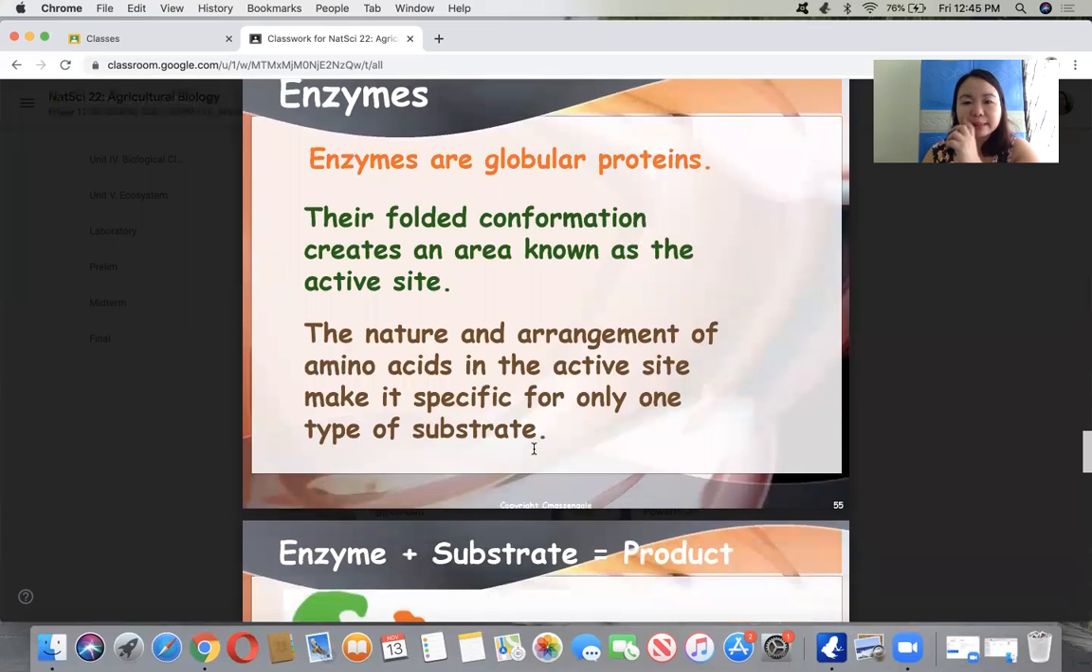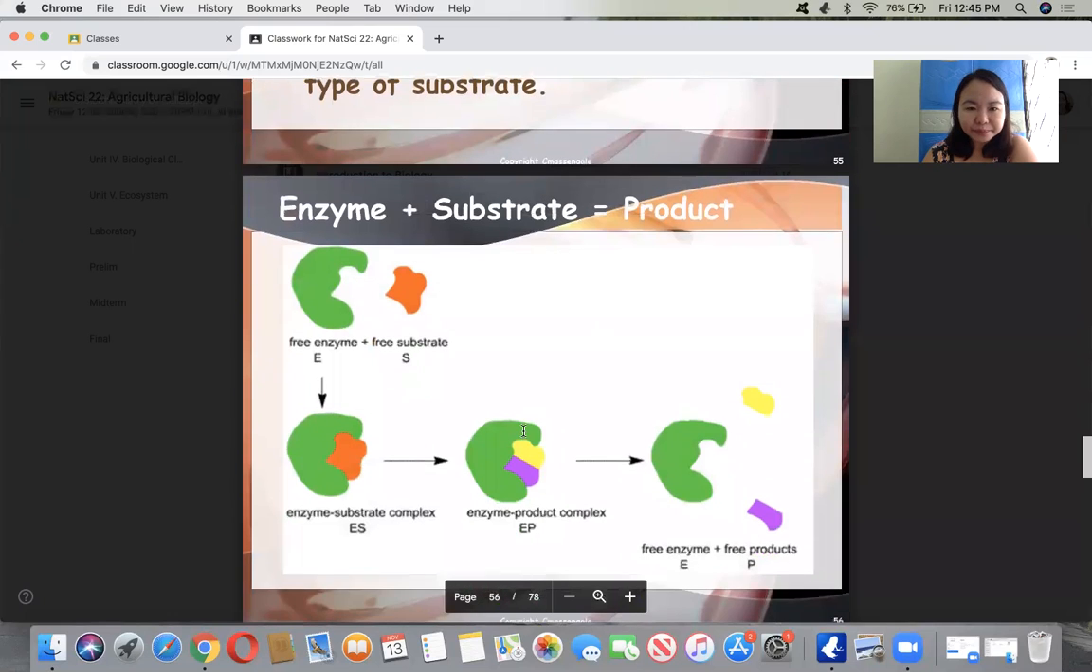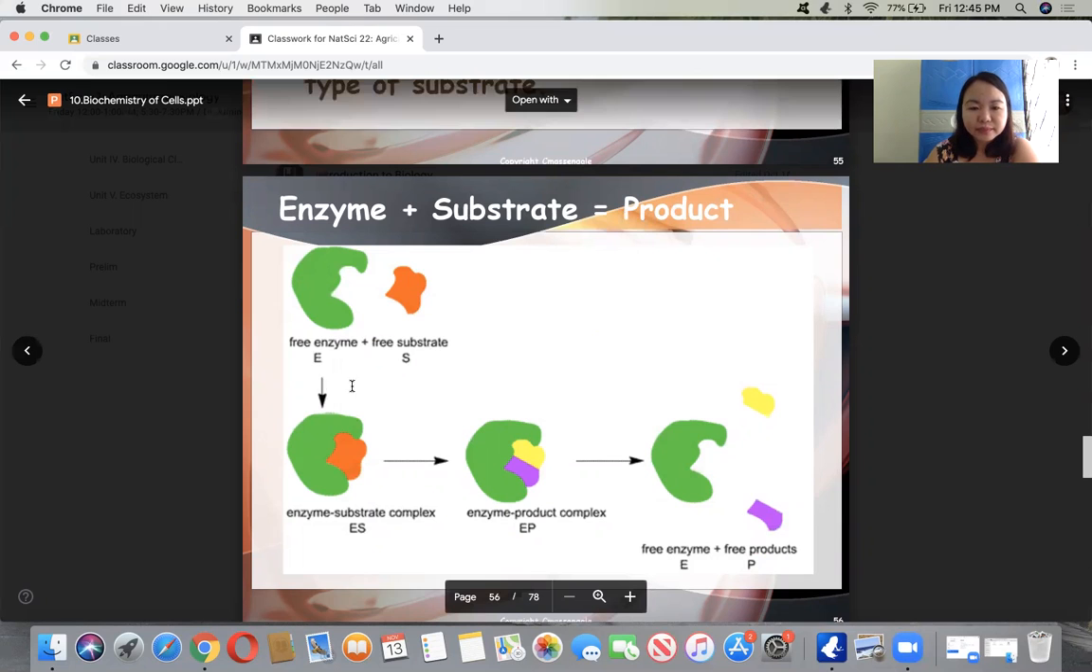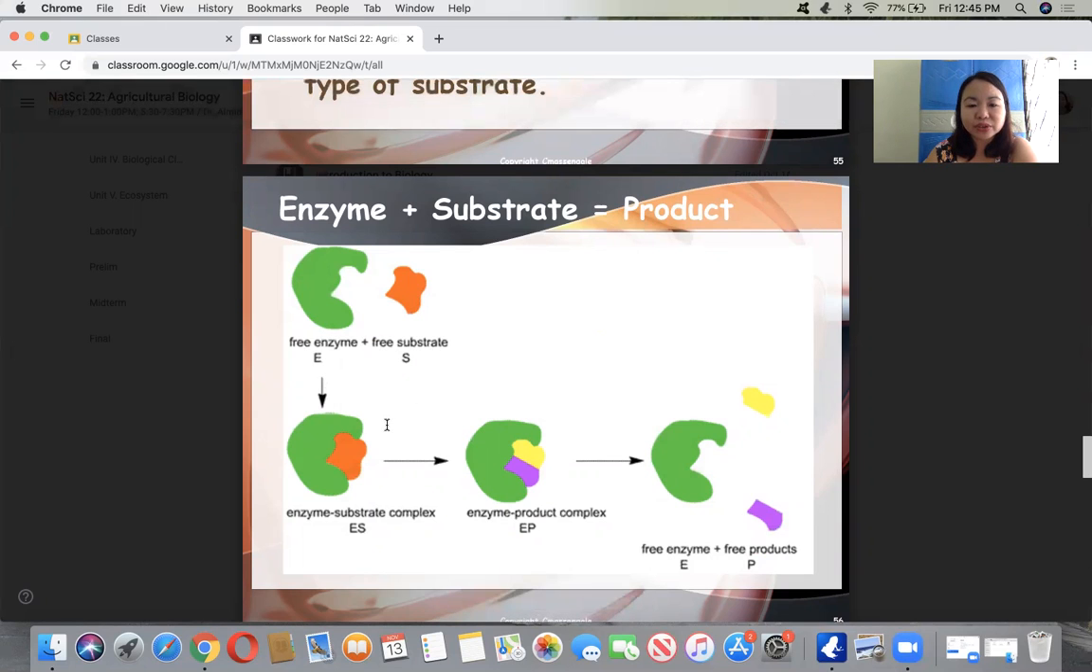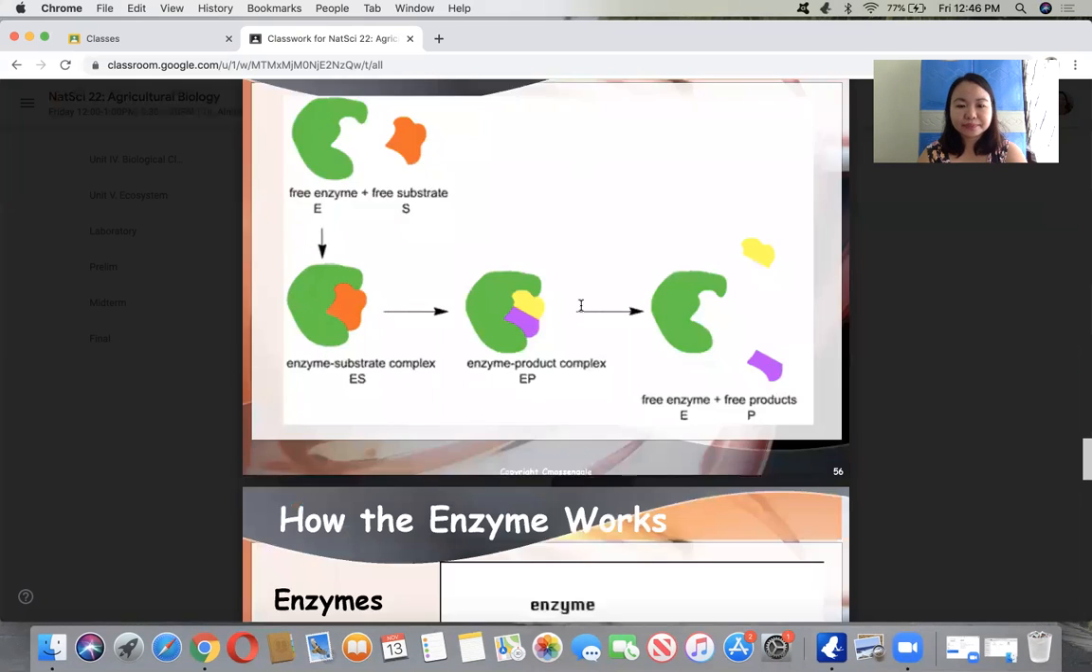We have discussed enzymes before, and once again, this is the figure you have seen in the previous video. The enzyme with the substrate is equal to the product. The free enzyme with the free substrate form an enzyme-substrate complex, and then an enzyme-product complex, and then the free enzyme with the release of the free products. Then the enzyme goes around again for another reaction.